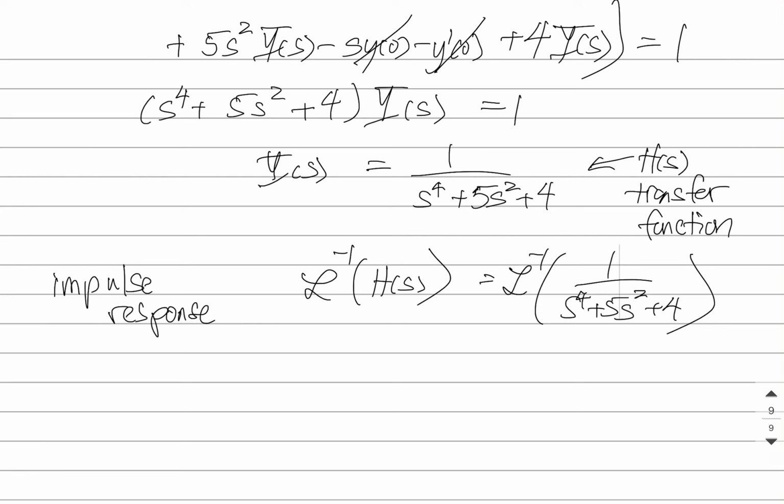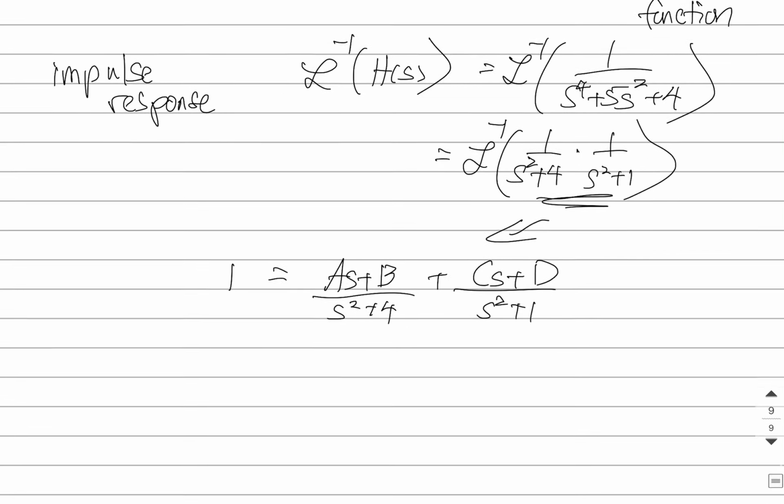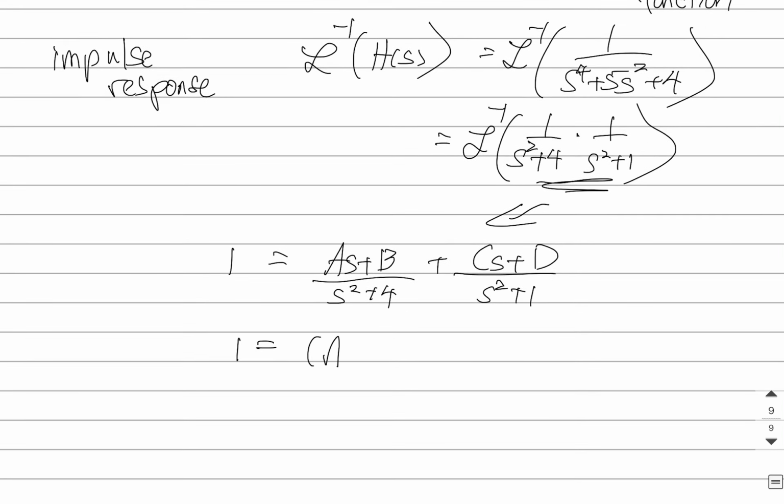Now, in this particular case, this can be factored into 1 over s squared plus 4 times 1 over s squared plus 1. And then we should talk about partial fractions. So in the partial fractions case, what we'll have is that 1 should be (as plus b) over (s squared plus 4), plus (cs plus d) over (s squared plus 1). This ends up giving us a new polynomial that we want to consider.